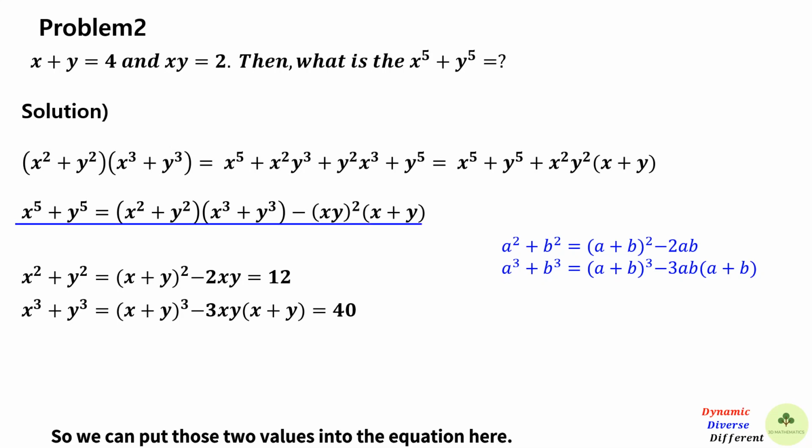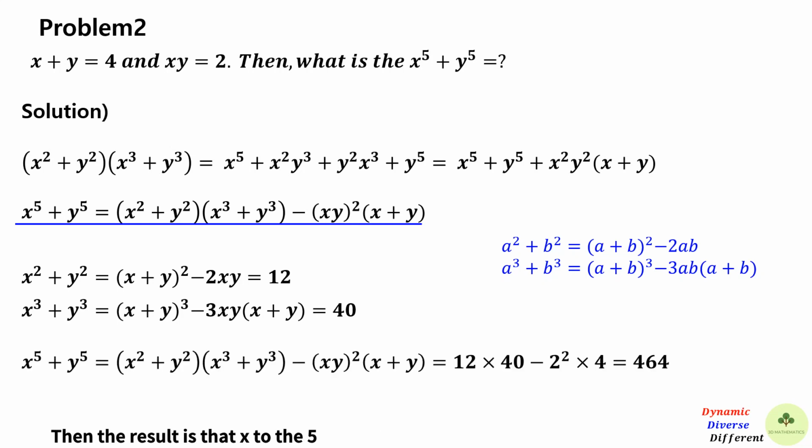So we can put those two values into the equation here. Then the result is that x to the 5 plus y to the 5 is equal to 464. This is the solution to the problem. Is everything clear? If everything is clear, then let's move to the next problem.